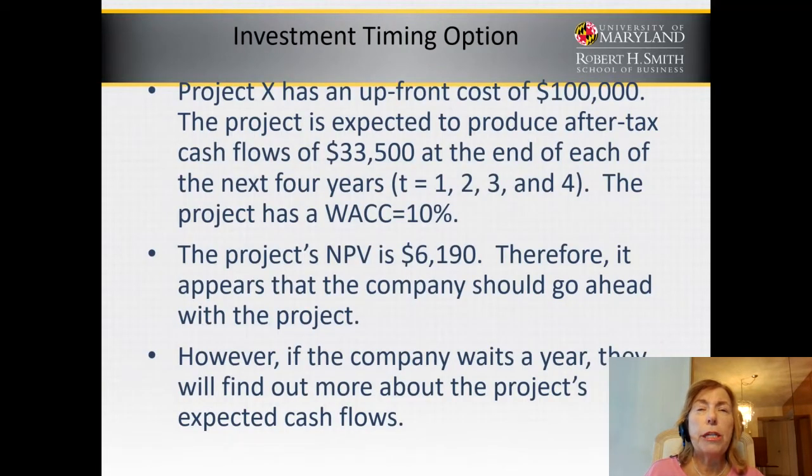Here is a capital budgeting problem with an option to delay. You can pause and read the problem on the slide. Project X has an upfront cost of $100,000 and the project is expected to produce after-tax cash flows of $33,500 at the end of each of the next 4 years. The WACC is 10%. Using the NPV function in Excel, we find the present value of the project's future cash flows is $106,190. Subtract the initial cost of $100,000 to find the NPV is $6,190.